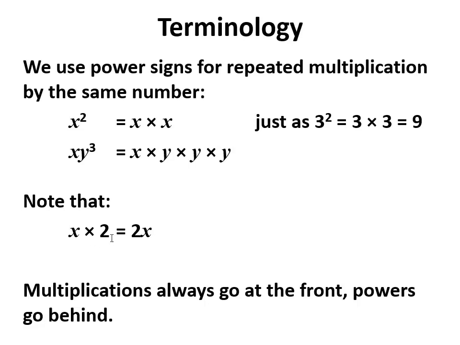Take care that if we put a multiplication afterwards, it still goes to the front of the unknown. So x times 2 is 2x. Multiplications go to the front, powers go to the back.